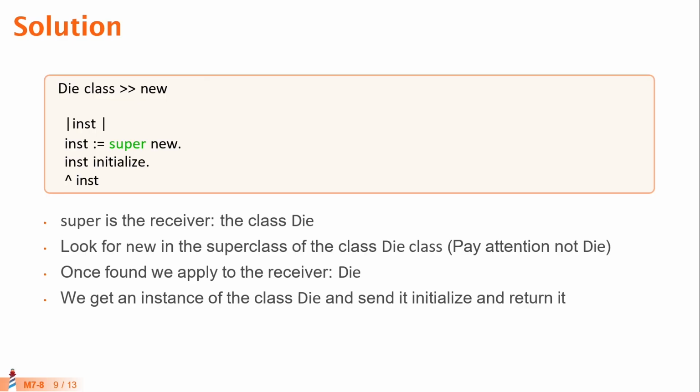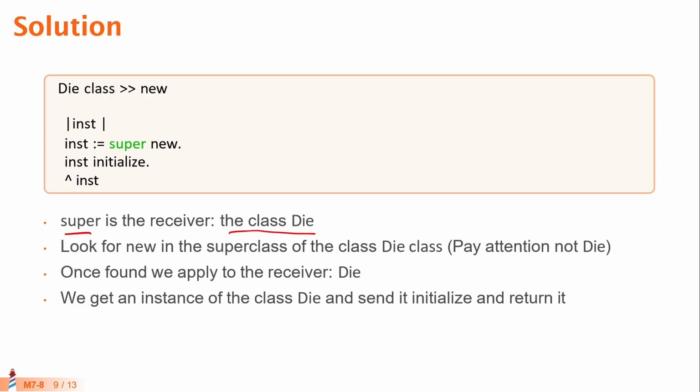So the solution of the previous puzzle is that here, super is of course the same object as self. So if self was the Die class, the class Die, super is also the Die class. So super and self are the same, and super is also the receiver. What does super new do?